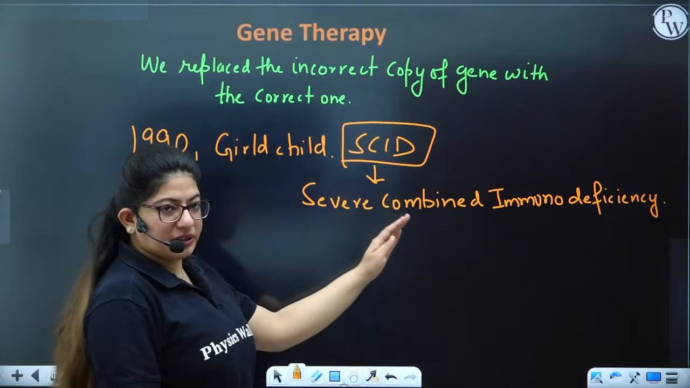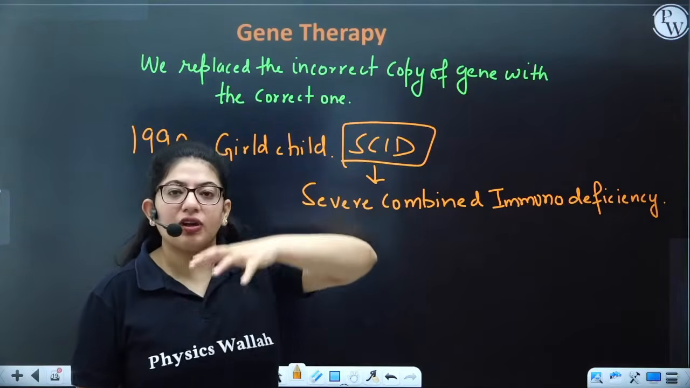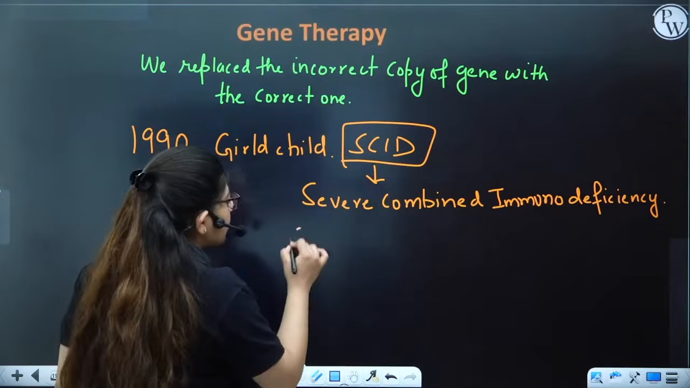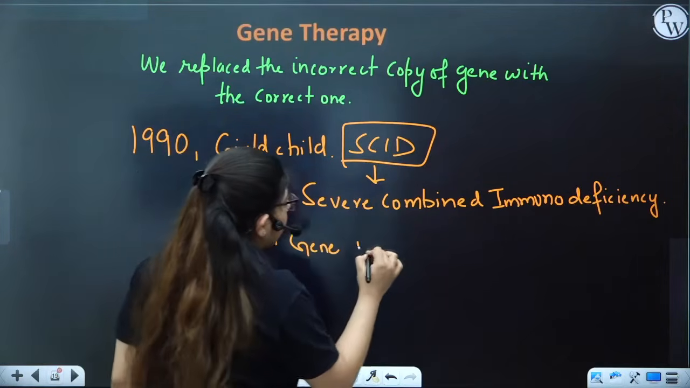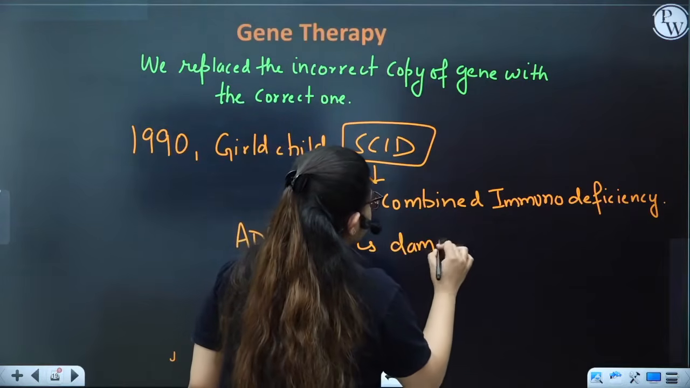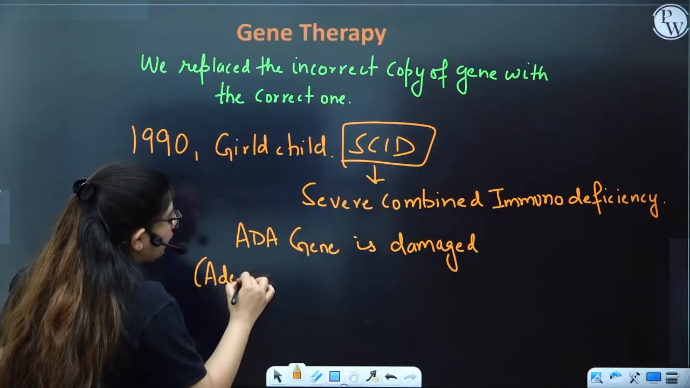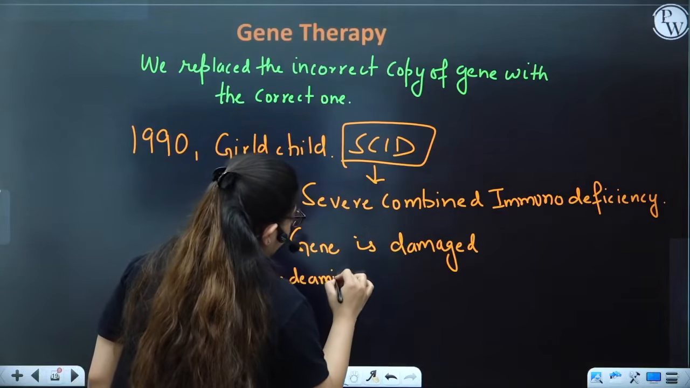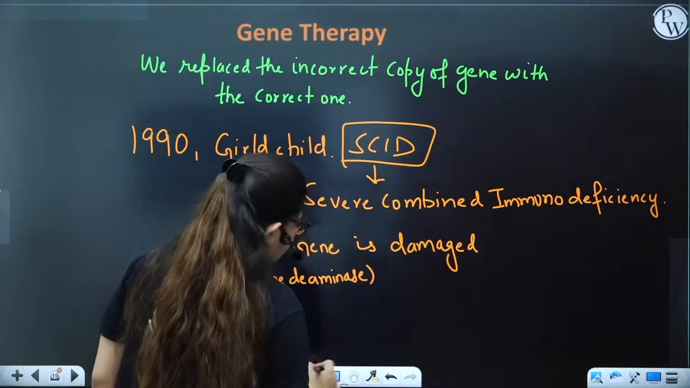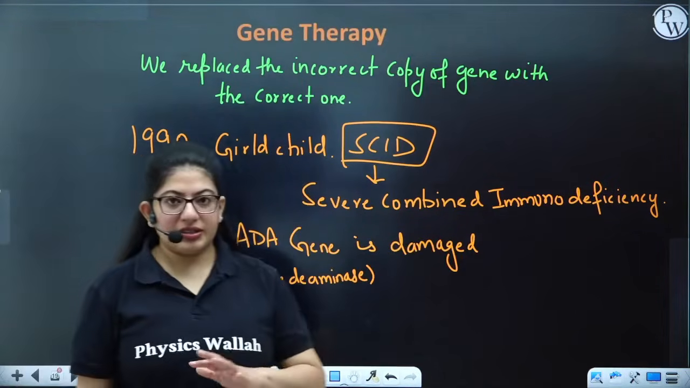So what happens in this disease? The person's immunity gets deficient. The person has low immunity. Why? Because of which gene? The ADA gene is damaged or not present, or the wrong copy is there. ADA stands for adenosine deaminase. Now, guys, this adenosine deaminase gene is completely damaged.